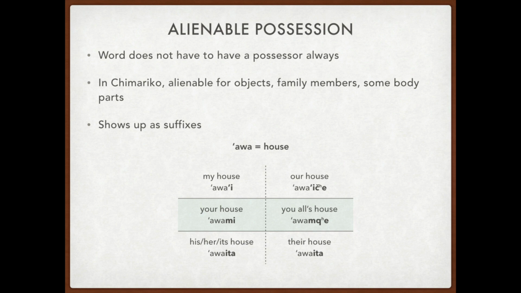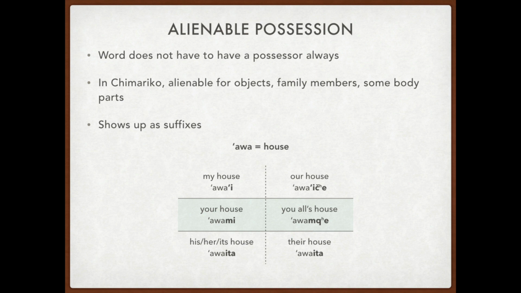Your house is awa-mi. So in this case, your shows up as mi. His, her, or its house, just general third person singular, is awaida. And that's in bold, the ida is what tells you the possession. Our house is awa-iche. You all's house is awamke. And their house is awaida.